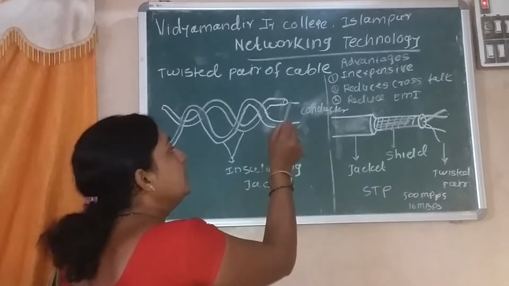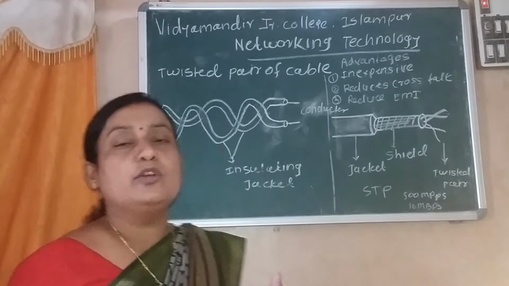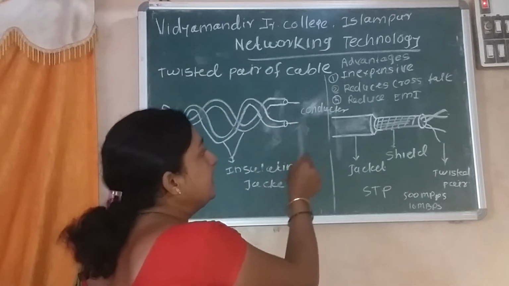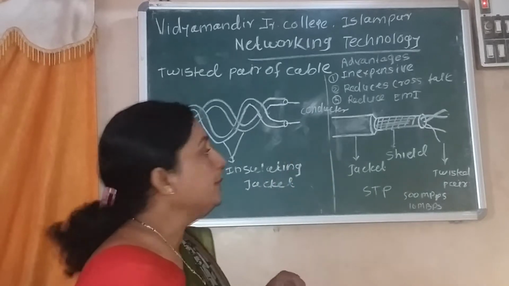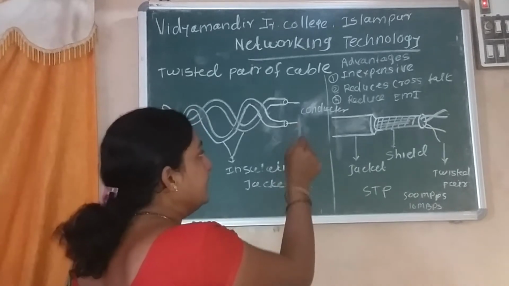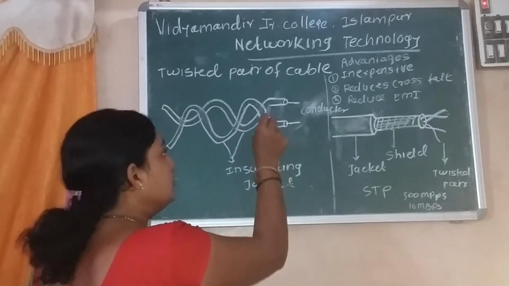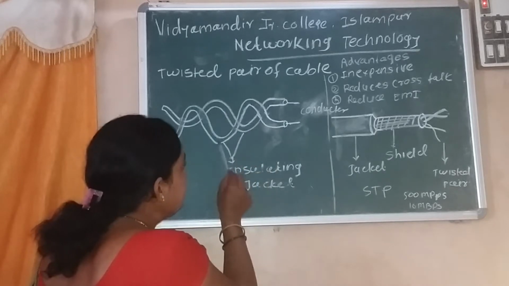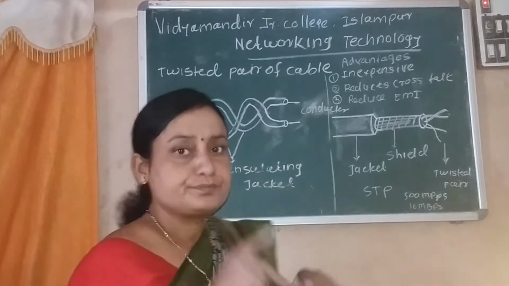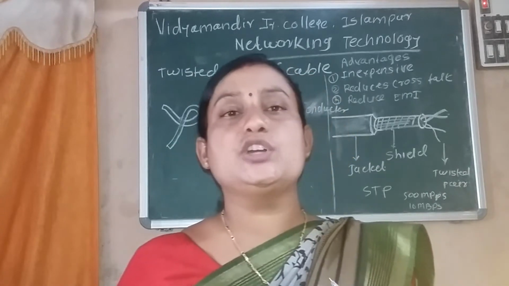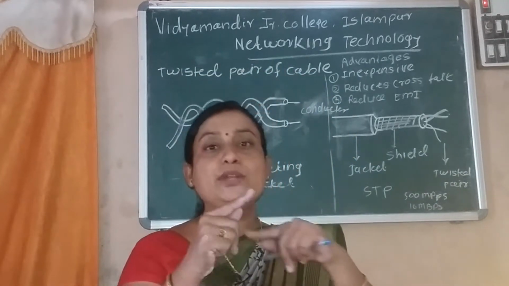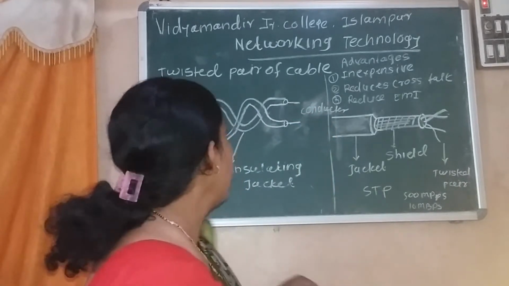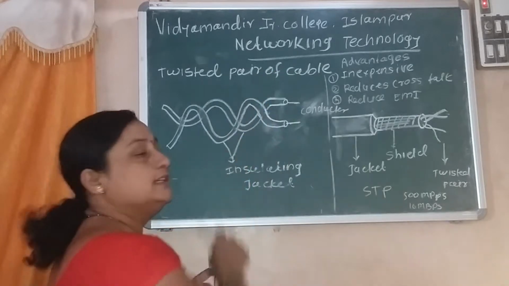There is a conductor which is made of copper, mostly copper wire or copper metal. These conductors are used for conducting the data. These two wires are wrapped with each other, and there is an insulating jacket around the conductors. So it is called a twisted pair cable.